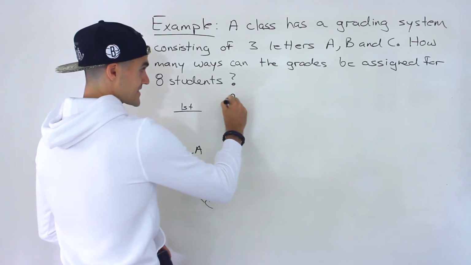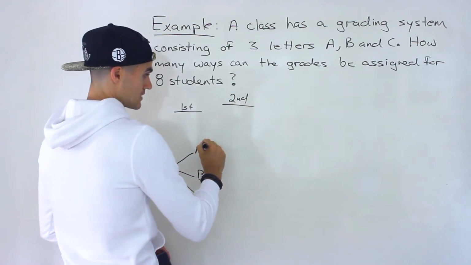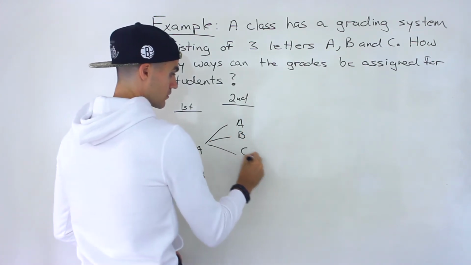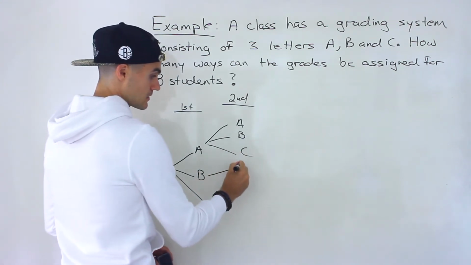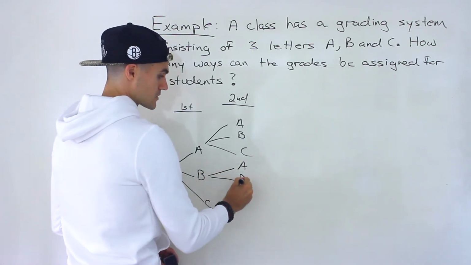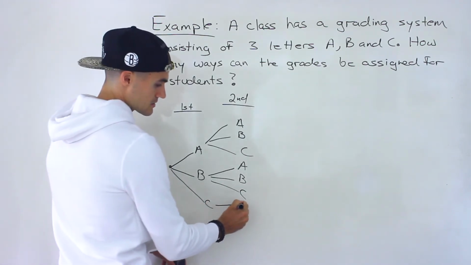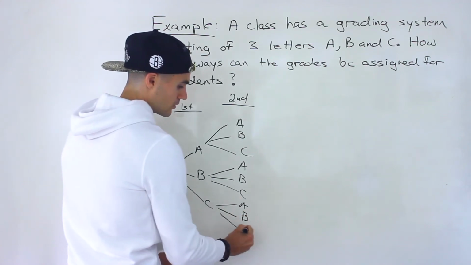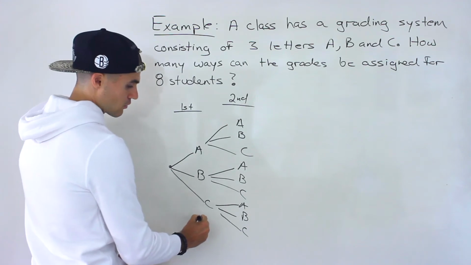And so then the second student, if the first student gets an A, the second student can either get an A, B, or a C. If the first student gets a B, then the second student can either get an A, B, or C still. And if the first student gets a C, then the second student still can either get an A, B, or C.